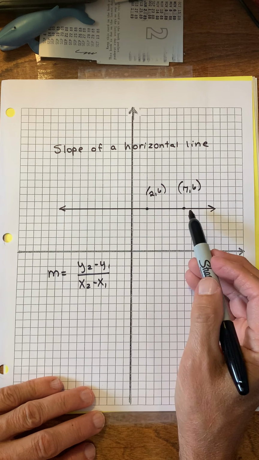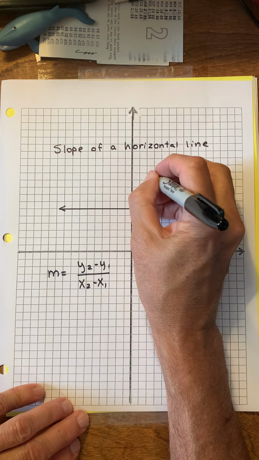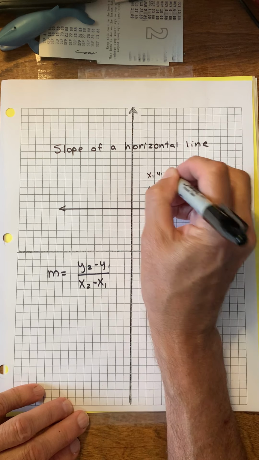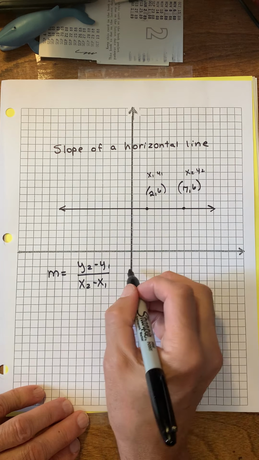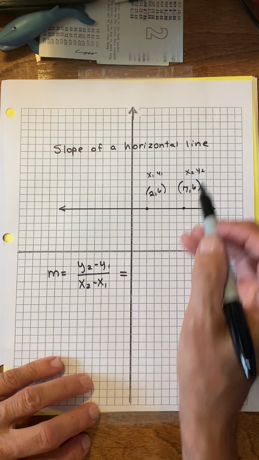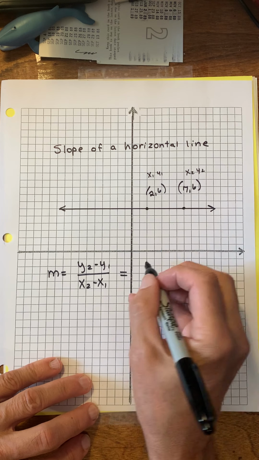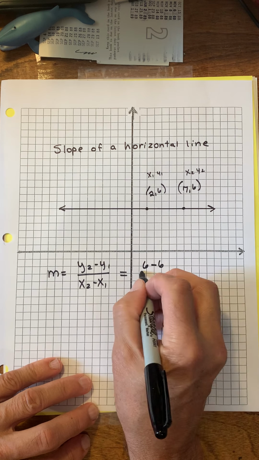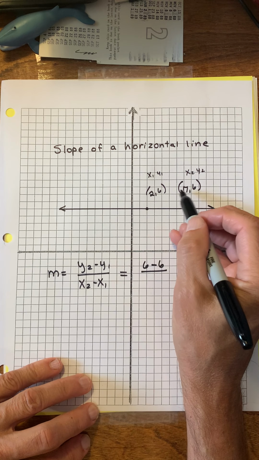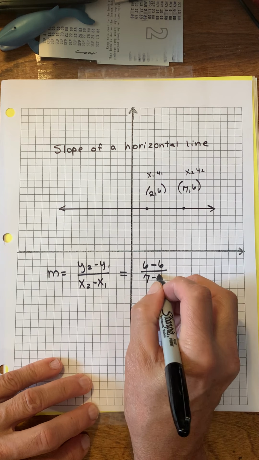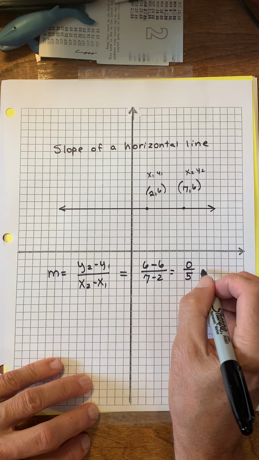So I picked 2 points on this line, 2, 6, and 7, 6. I'm going to call one of them x1, y1. I'm going to call the other one x2, y2. So let's find the slope of this horizontal line. It's going to be y2 minus y1. That's 6 over 6 minus 6. And x2 minus x1. That's 7 minus 2. I get 0 over 5.